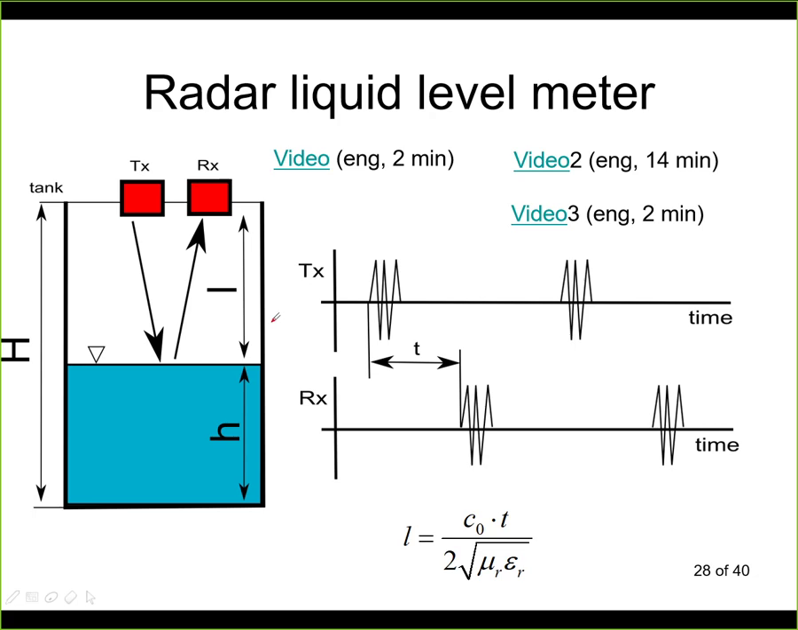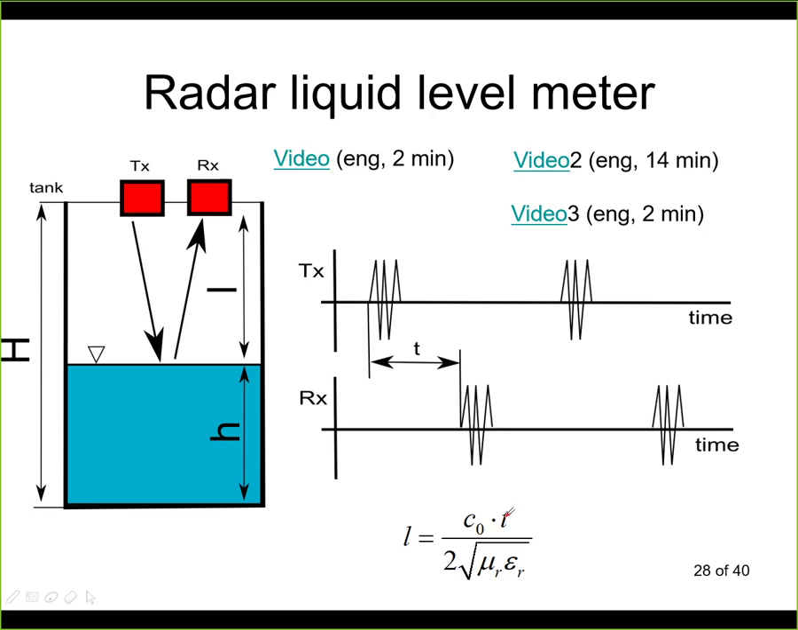So there is a huge difference in the speed of propagation here. Now in ultrasound, this was the speed of sound, and we were looking for the reflection. Now in the radar, this is speed of light. You can calculate the distance using this formula. C0 is speed of light.